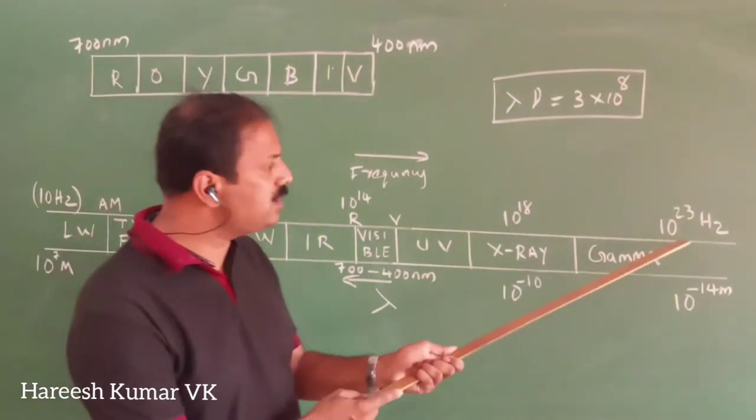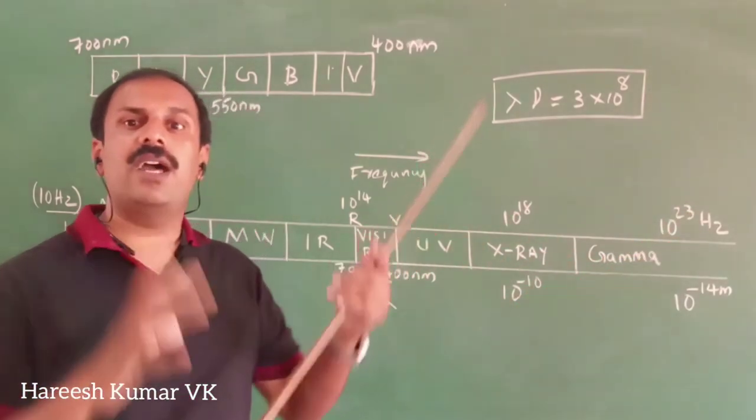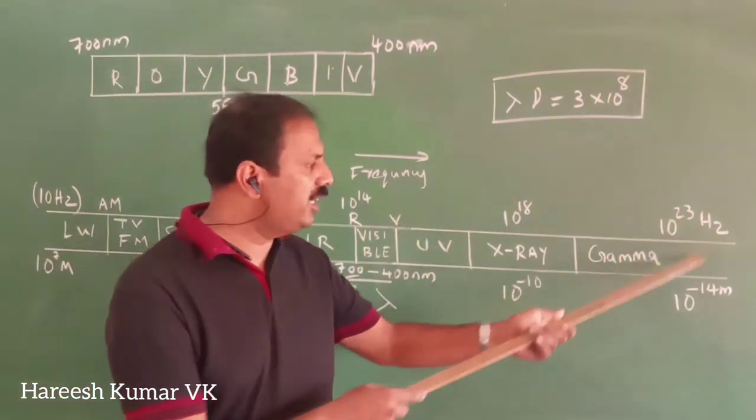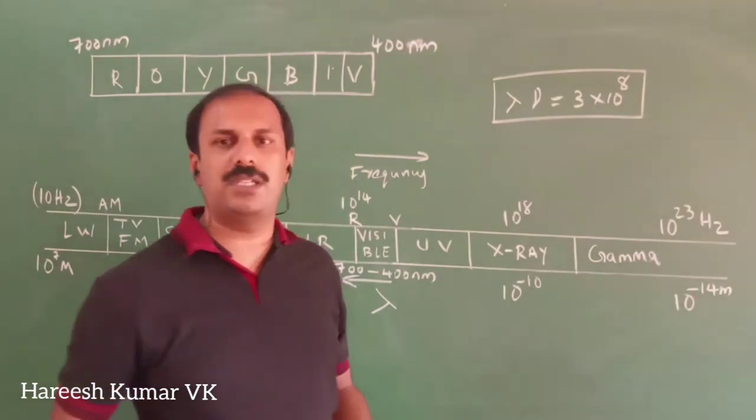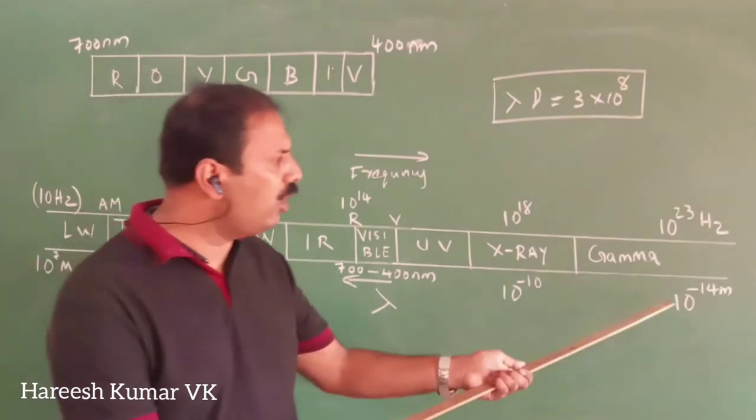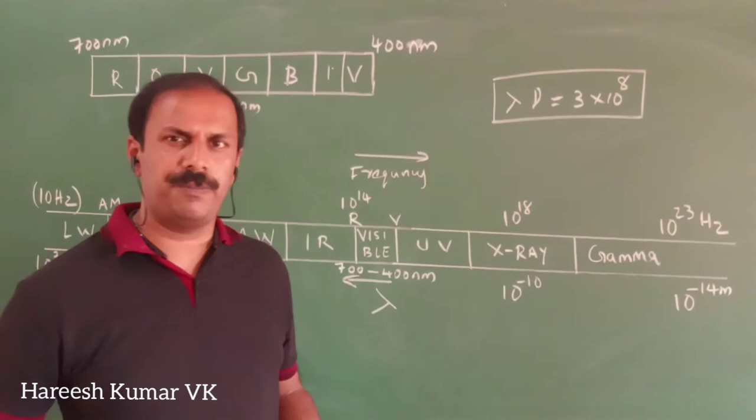You can see the frequency is very high, 10 to the power 23 hertz. That's why it has very high energy. So that is about gamma radiation. You see, the wavelength is very small, 10 to the power minus 14 meter only. So very small wavelength with a very high frequency. So the highest energy will be for gamma radiation.